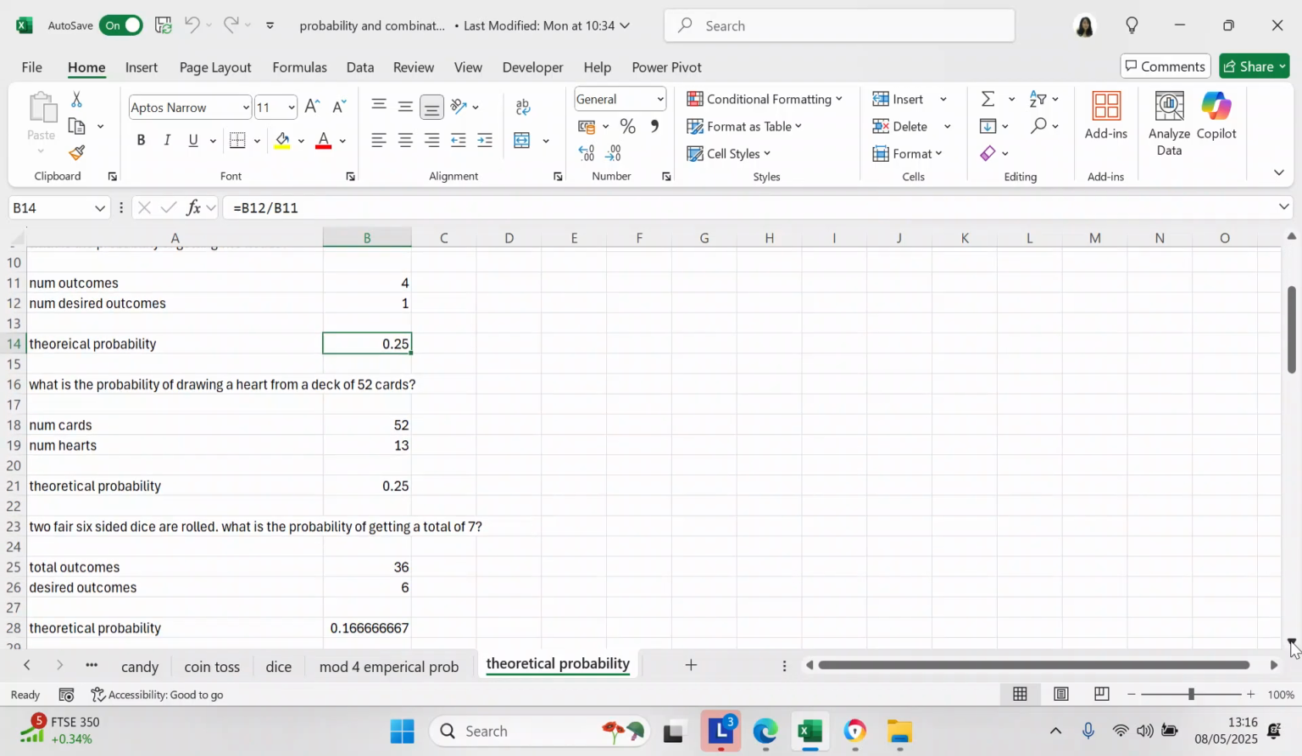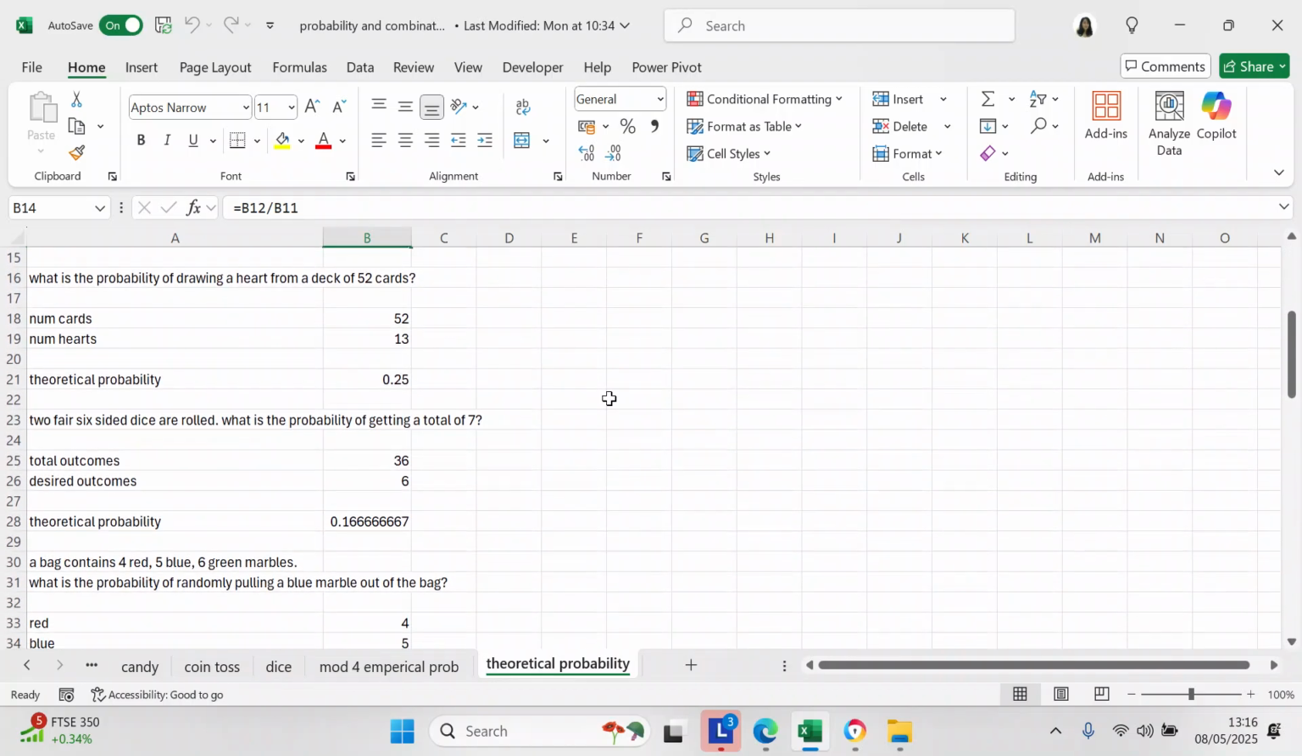So the next question we have is, what is the probability of drawing a heart from a deck of 52 cards? So you've got the number of cards is 52. The number of hearts is 13. And then the probability is 13 divided by 52 is 25%. So you've got B19 divided by B18.